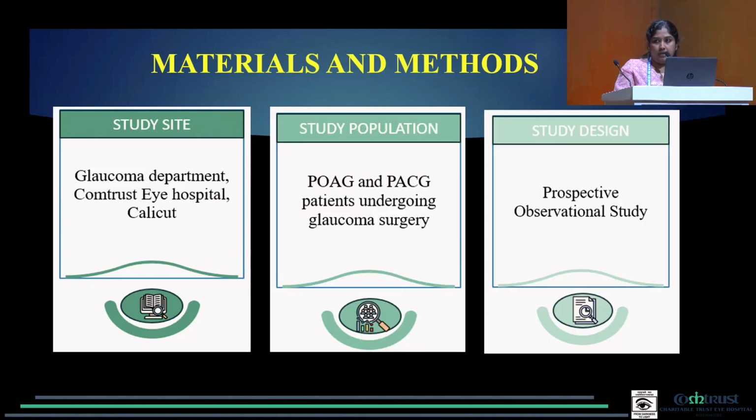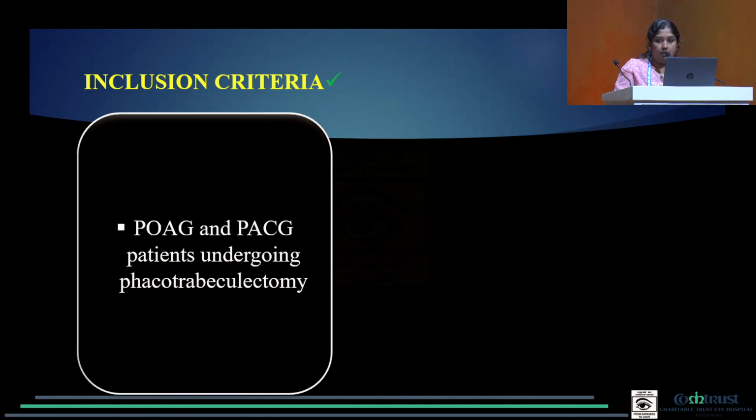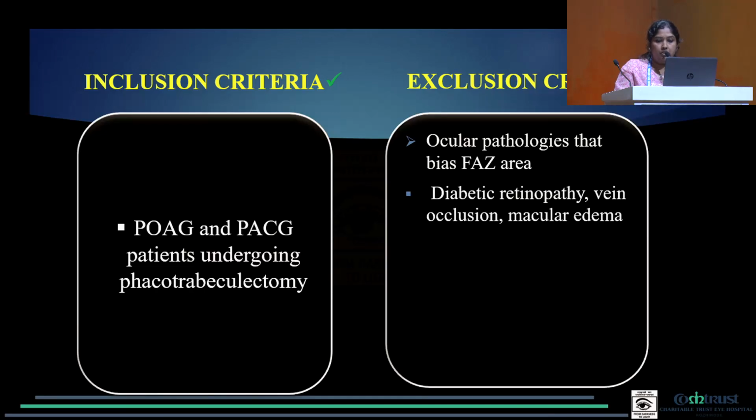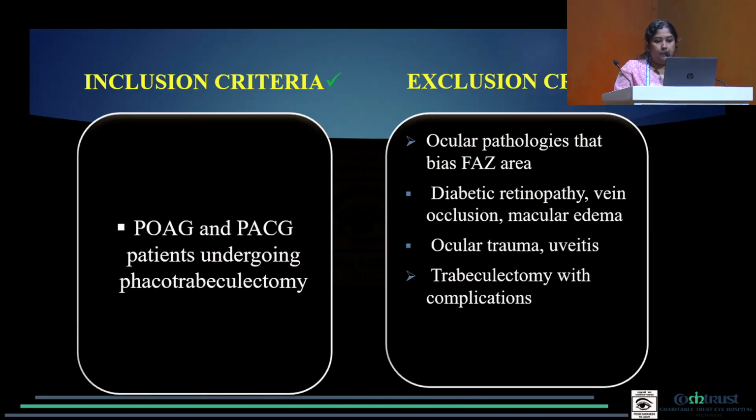This was a prospective observational study conducted over a period of 1 year in the Glaucoma Department of Contrast Eye Hospital, Calicut. We included patients with primary open angle and primary angle closure glaucoma who had clinical indications for phacotrabeculectomy. We excluded patients with ocular pathologies that could bias the FAZ area, such as diabetic retinopathy, vein occlusion, macular edema, ocular trauma, uveitis, and also trabeculectomy with complications and poor quality scans.